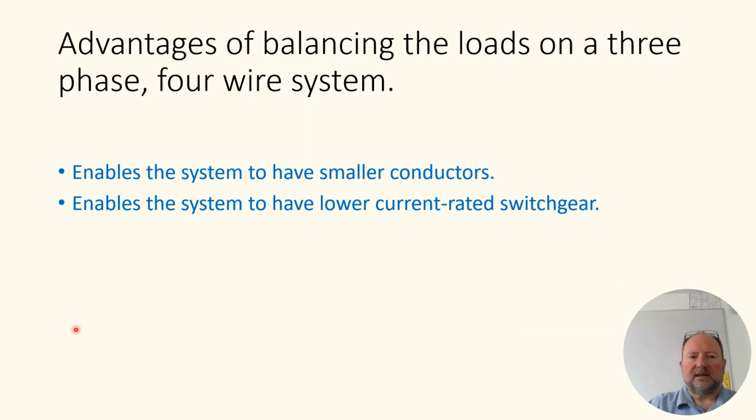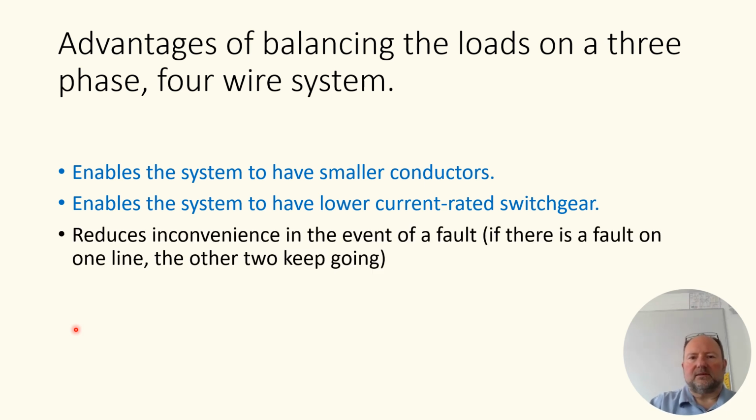So that's taken care of 2 of those advantages. There's another advantage in as much as that you can reduce inconvenience in the event of a fault. And by that, what I mean is if you have a fault on one of the line conductors, it could be that the other 2 keep going. If it's got a 3-phase circuit breaker on the end of it, then that's not going to happen. But if it's an old system with fuses, then you could still get the other 2 keep going.